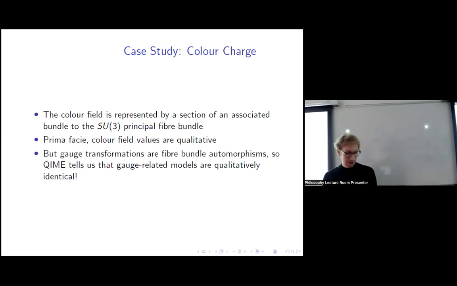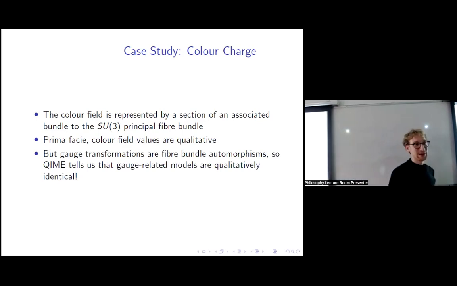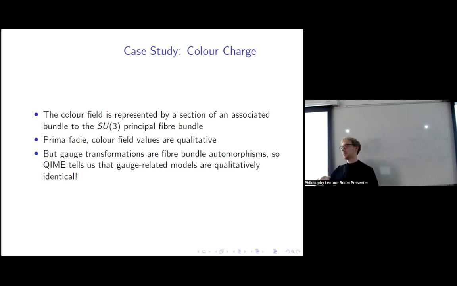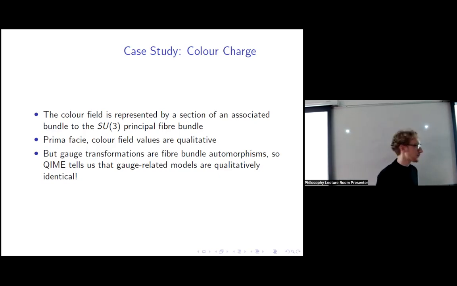But here's the problem. Gauge transformations are fiber bundle automorphisms. So from Quine, it's going to follow that gauge-related models, models which have rejigged this distribution of field values over the space-time manifold, are actually going to be qualitatively identical. So you might think this is a problem for my defense of Quine, right? And indeed, this sounds similar to the counter-argument to unrestricted Quine I gave earlier. But I think in this particular case, it's actually a virtue.